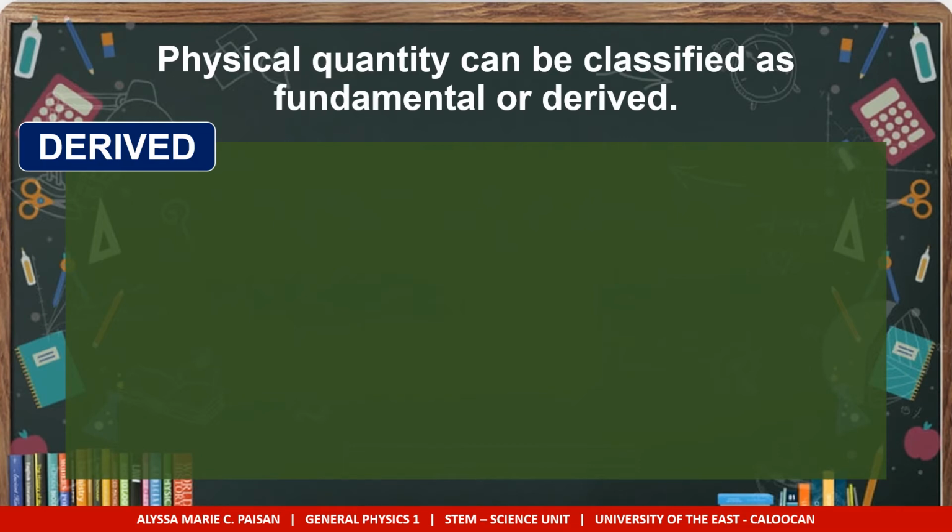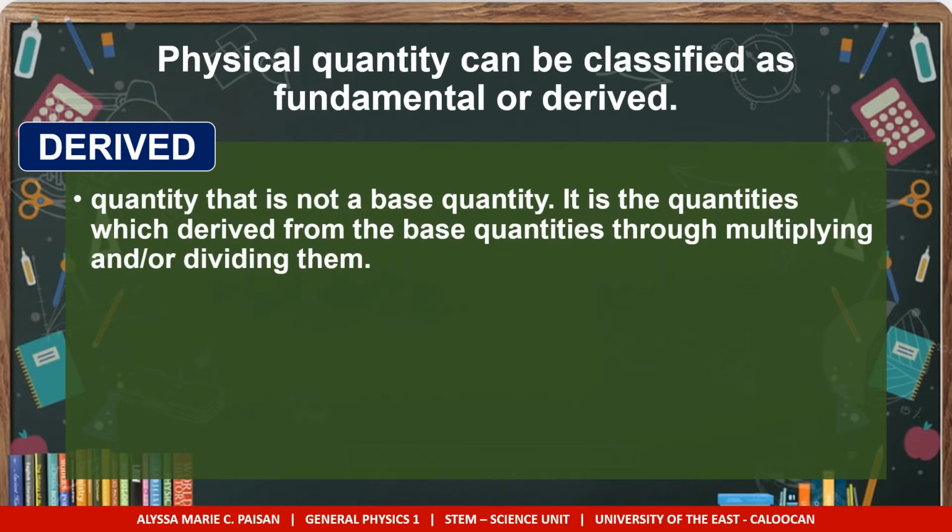Yes, you are right in thinking that fundamental and derived quantities are comparable to each other. As I have mentioned earlier, derived quantities came from fundamental quantities. A derived quantity is not a base quantity. It is the quantities which are derived from the base quantities through multiplying and/or dividing them.